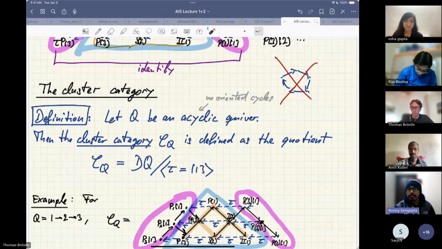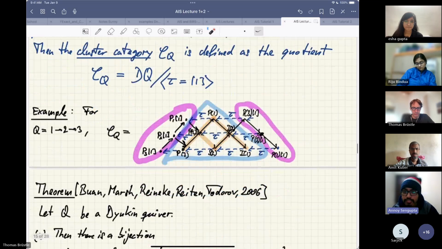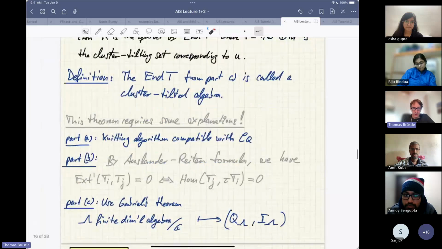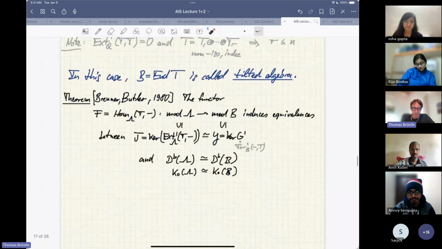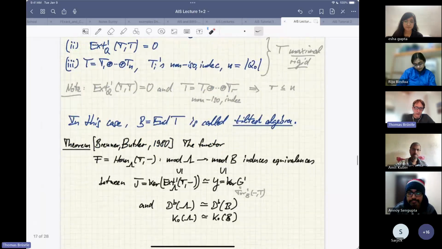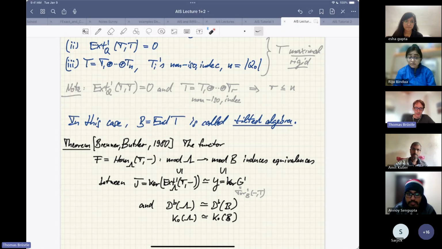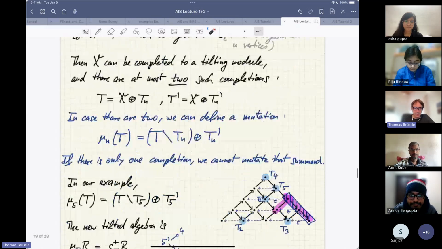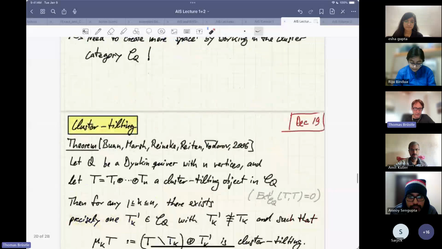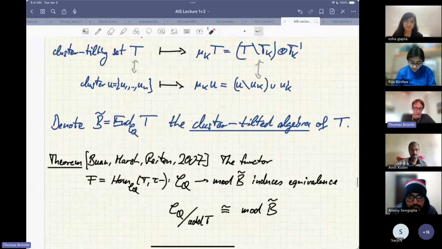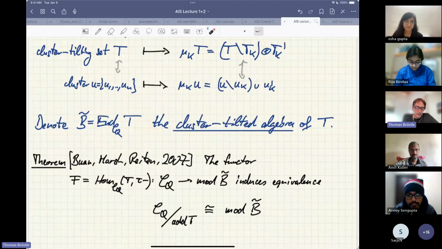I have a question. Like you considered that B tilde cluster tilted algebra. If you just consider the tilted algebra, do we get some sort of embedding into the cluster tilted algebra? Yes, because they are defined as the endomorphism ring. The tilted algebra is the endomorphism ring in the category of representations, and the cluster tilted algebra is the endomorphism ring in this larger category.